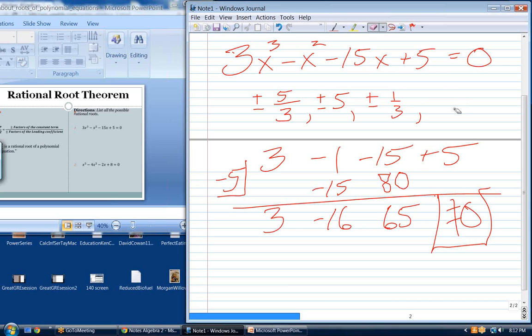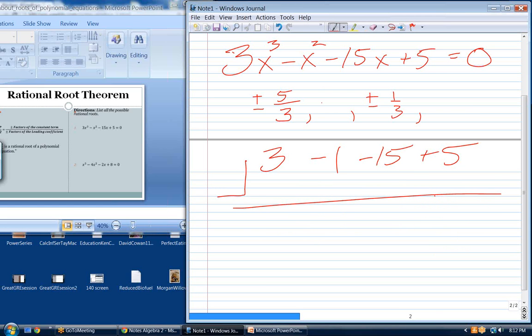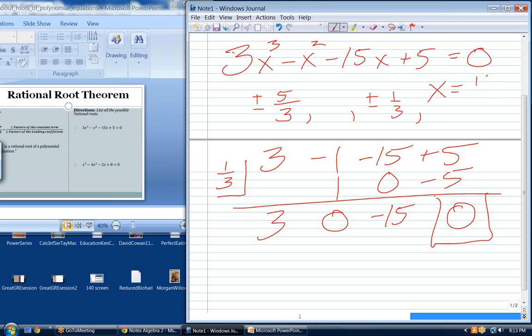So now we've tried plus or minus 1. We've tried plus or minus 5. Let's do a synthetic using a fraction that we have not ever tried. Let's try the easiest one, plus 1/3. Okay. 1. And then 0. Then 0. And 15. Negative 15. Negative 5. 0. Bingo. There's our solution. So x equals 1/3 is one solution to that problem.